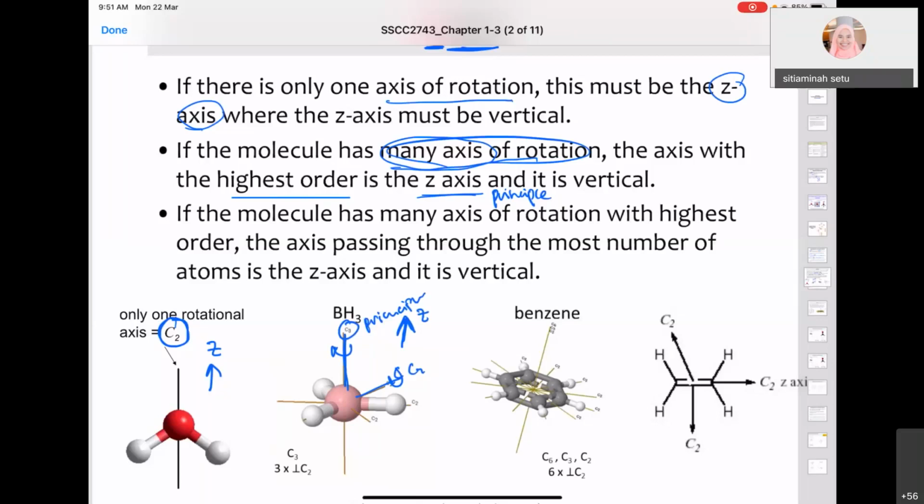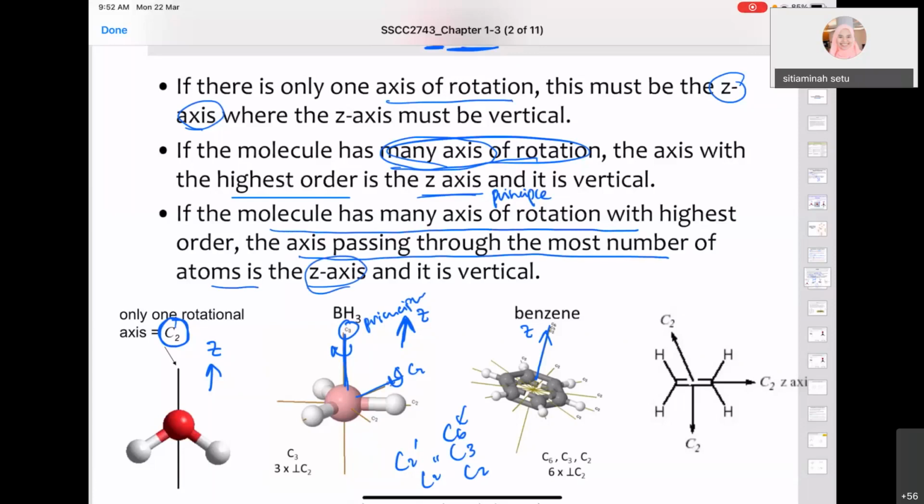Okay. Okay, sama juga kalau benzin. Okay, benzin lagi lah you ada banyak. You ada C6, you ada C3, you ada C2, kemudian you ada C2 prime and C2 double prime. Okay, so C6 is the principal axis of the benzene. So that means this is the Z axis. Okay. And then rules number 3. Okay. If the molecule has many axes of rotation with highest order, so the axis passing through the most number of atom is the Z axis.